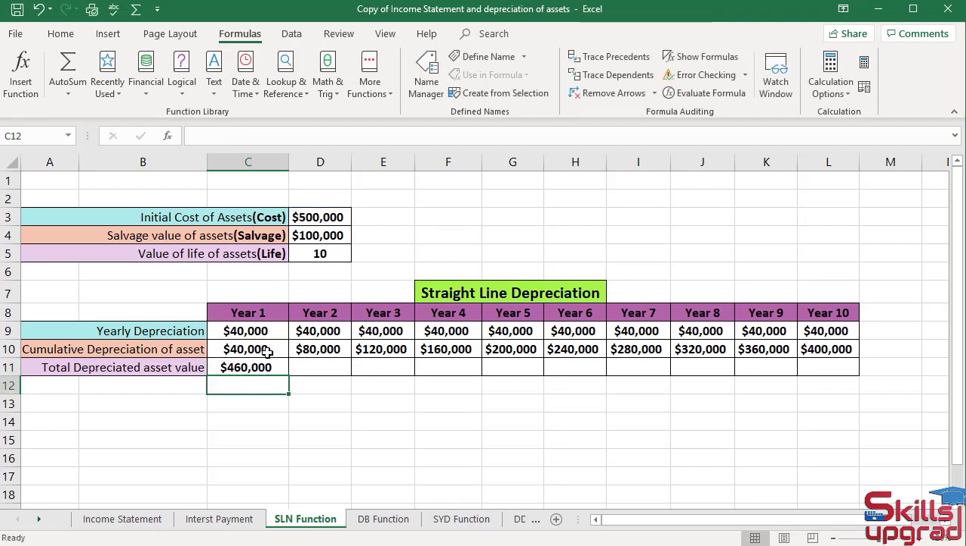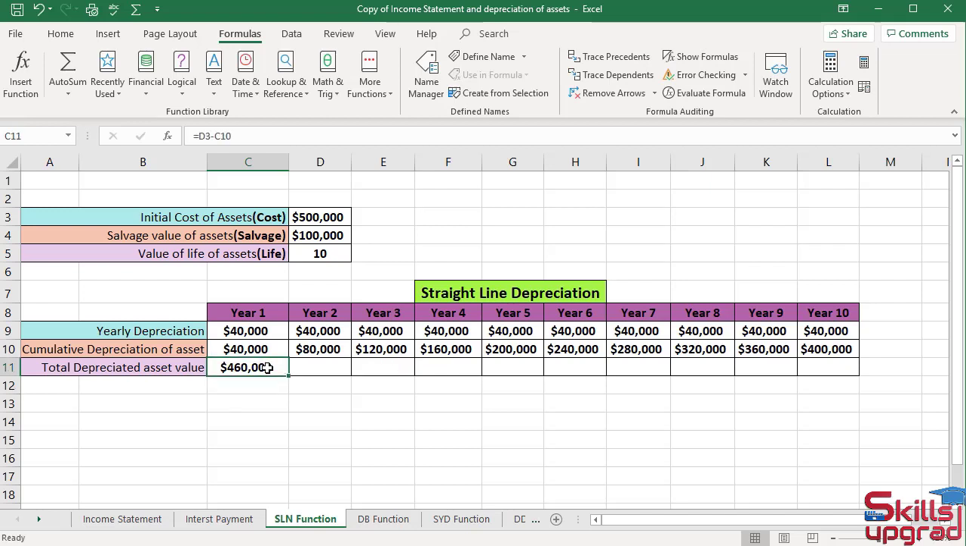Enter key. So after the first year, the value of the company asset is depreciated to $460,000, or after the first year, the cost of the company asset will be $460,000, as well as the initial cost of the company asset is $500,000. To calculate the total depreciated asset value of other years, paste the same formula in other cells.